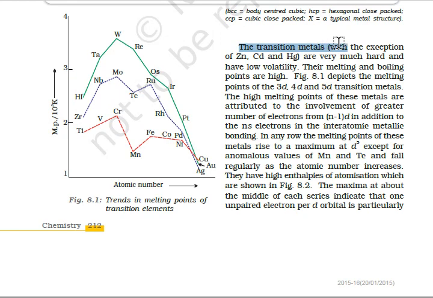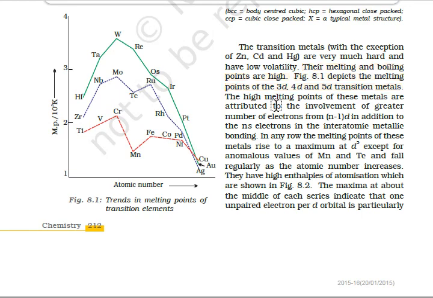The transition metals, with the exception of zinc, cadmium, and mercury, are very hard and have low volatility. Their melting points and boiling points are shown here on the left side in the graph. The melting points of the 3d, 4d, and 5d transition metals are high, as depicted here.